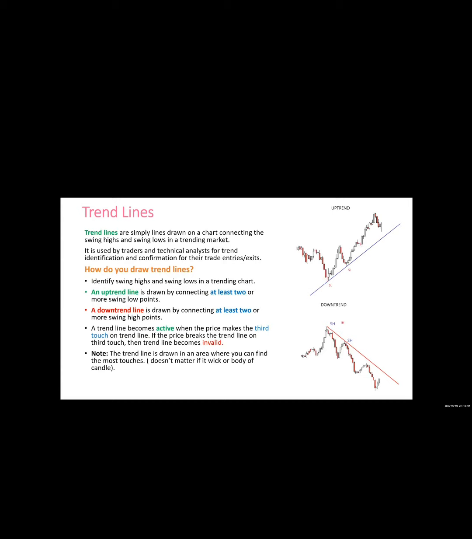So just to summarize, for an uptrend line, the first step you need to do is find the swing lows. In an uptrend, once you find at least 2 swing lows, you would draw a trend line across them, and the trend line becomes active on the third touch. If price actually respects this trend line on the third touch, then it's an active trend line. If it doesn't and it just breaks through, then it's an inactive trend line. It becomes invalid. You probably have to look for something stronger, or you can play the downside move. Okay.